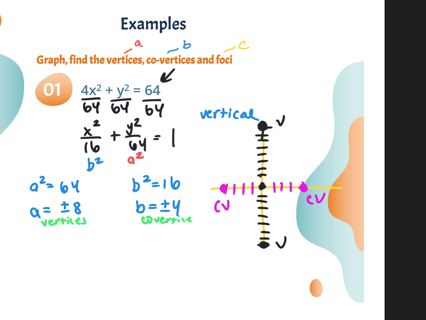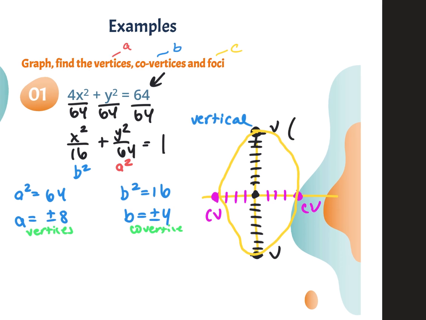If you wanted to draw a little picture, you could, right? It's going to go through the vertices and the co-vertices. And then what's the last thing we need to find? We found the vertices. You guys can tell me where they are, right? What is this point up here? 0, 8, right? What's this one down here? 0, negative 8. Perfect. What's this point over here? 4, 0. What's this one? Negative 4, 0, right? Now, how do you find the foci?